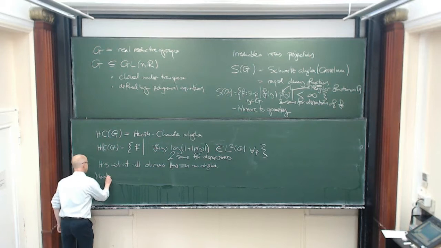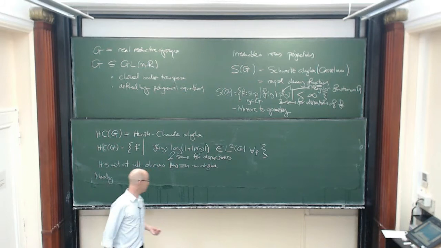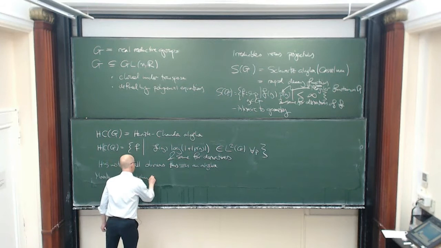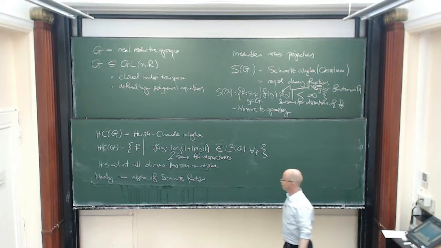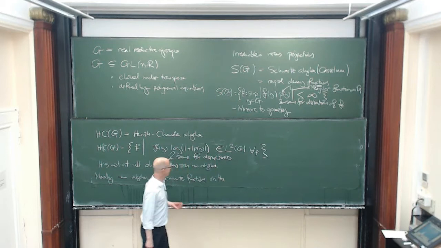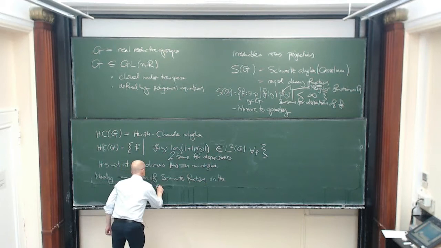Morally speaking, this is an algebra you should define after the representation theory is done, because this is the algebra of Schwartz class functions, not on the group, but on the dual, on the space of irreducible representations, in fact, on a space of so-called tempered representations. This will become clearer as we go along.